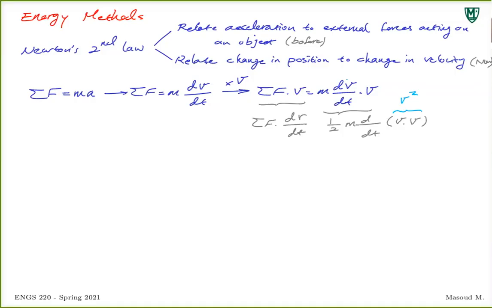I just wanted to move this v next to this one and take the derivative from both. Doing that caused an extra 2 that I had to get rid of to make sure that these two are the same, they're equivalent. So I put 1/2 in the back. A little bit of math manipulation there.